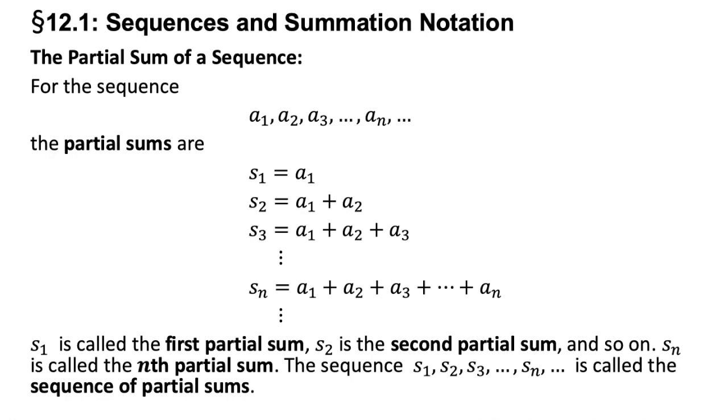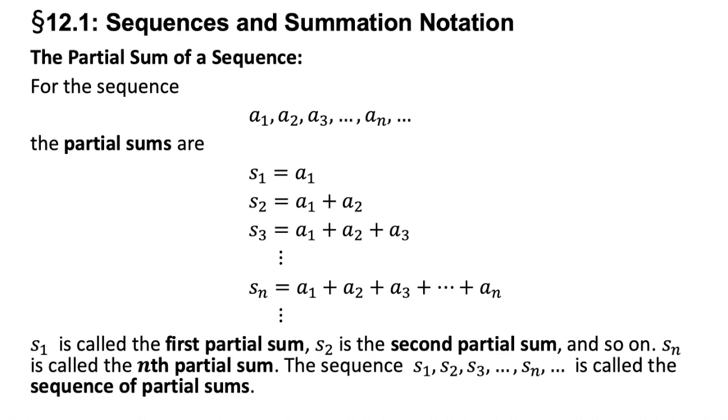In calculus, we are often interested in adding the terms of the sequence. This leads to the following definition. For the sequence a sub 1, a sub 2, a sub 3, and on, the partial sums are: S sub 1 is a sub 1, S sub 2 is the sum of a sub 1 and a sub 2, S sub 3 is the sum of the first three terms, and S sub n is the sum of the first n terms.